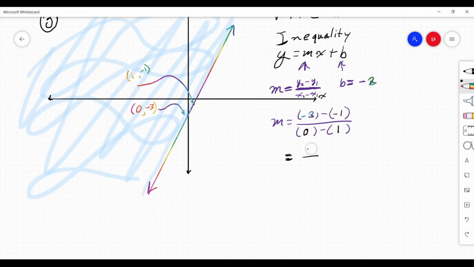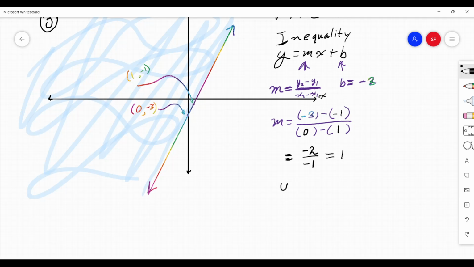What's -3 minus -1? -2. Good job. Wait a minute, minus negative? Yep. It goes ka-ching. You're right. What's 0 minus 1? -1. Yeah, it is. What's -2 divided by -1? 2.